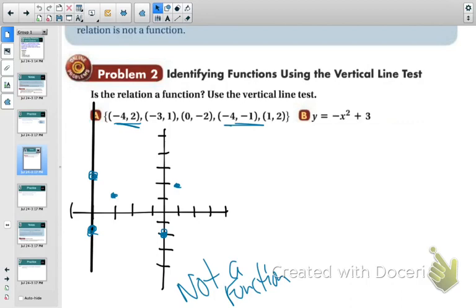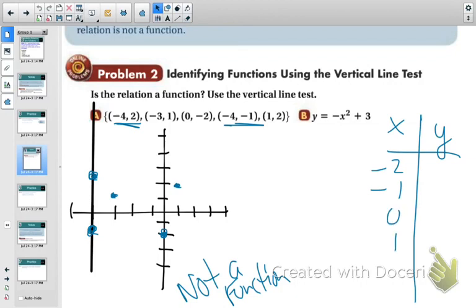Okay. On B, I'm going to have you make a table. So you can go ahead and do this. Let's plug in -2, -1, 0, 1, and 2. Okay, I'll fill mine in and you can fill yours in and then we'll graph it. Okay, pause this in 3, 2, 1, pause.